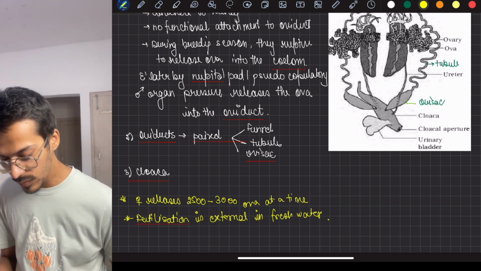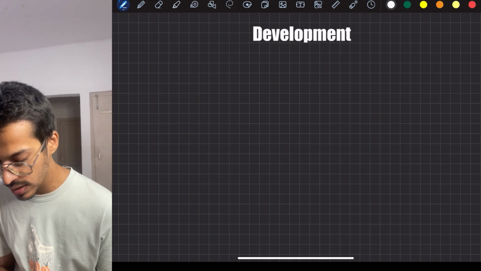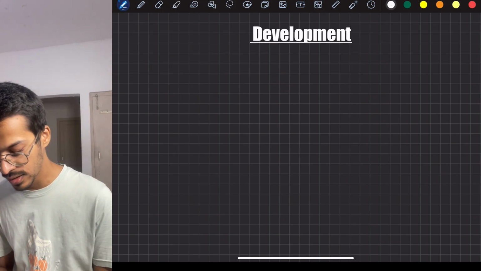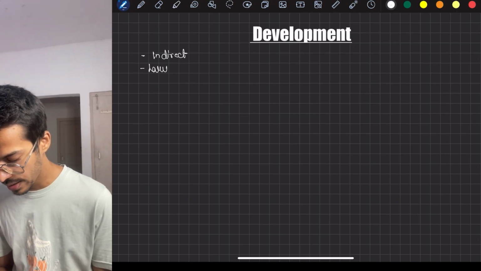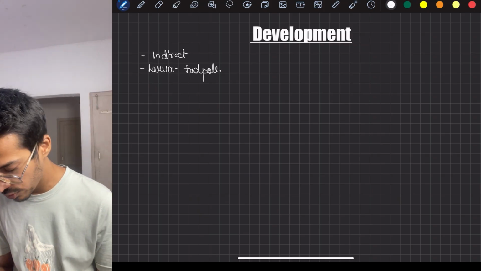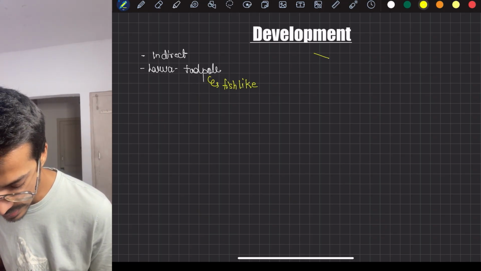Okay, now comes the development. When it comes to development, you know that it has what? It has a larval stage present. So indirect development takes place. Larva is called what? Tadpole larva. Now these tadpole larva characters you have to remember. So if you have to see that, it is what? It is fish like, because if you remember how it looks like, something like this.